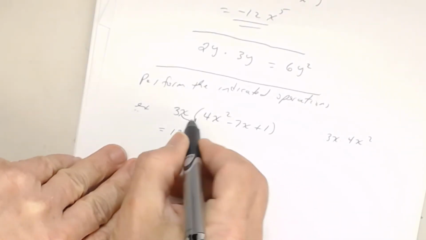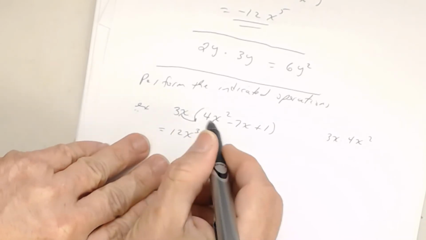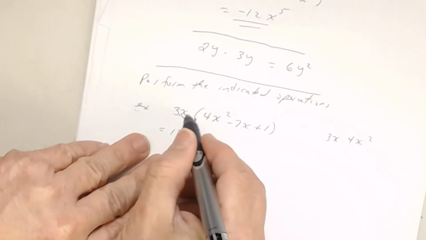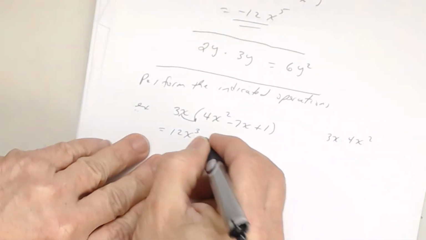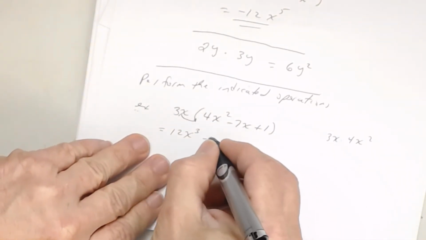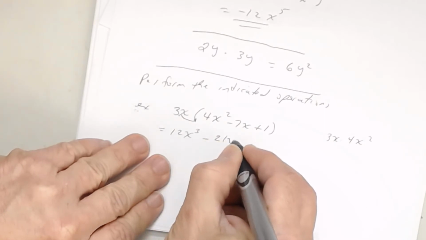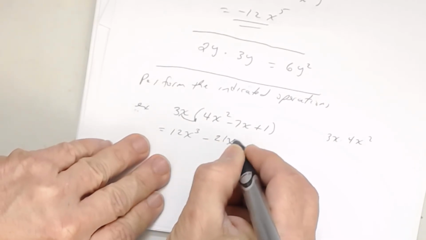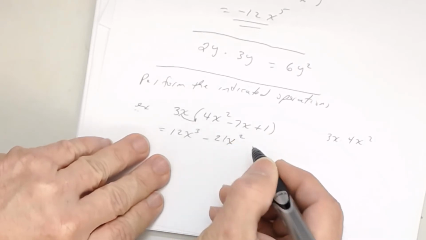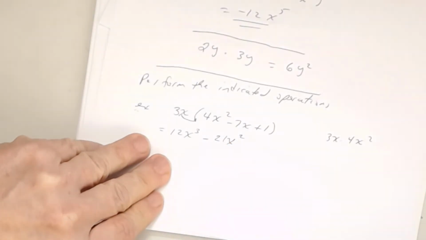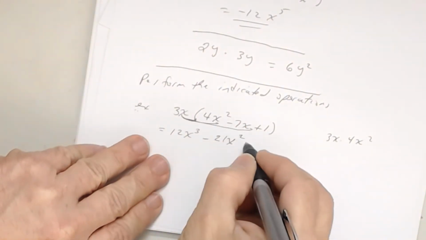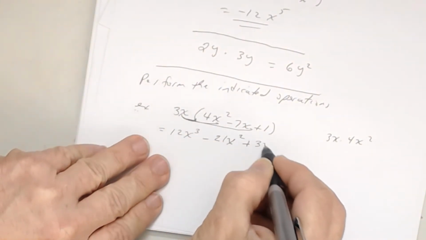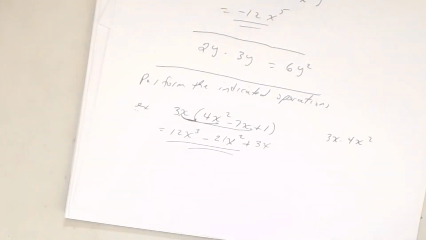12x to the third, good. Now the next one, now remember, this is subtraction here, so you're going to think of this as a positive times a negative, which is a what? Negative. So it's 3x times 7x. Come on, finish it. Don't just say negative 21. 21x squared. Okay, because x times x is x squared. And then what's 3x times that positive 1? It'd be 3x. Plus 3x. And you're done. Good?